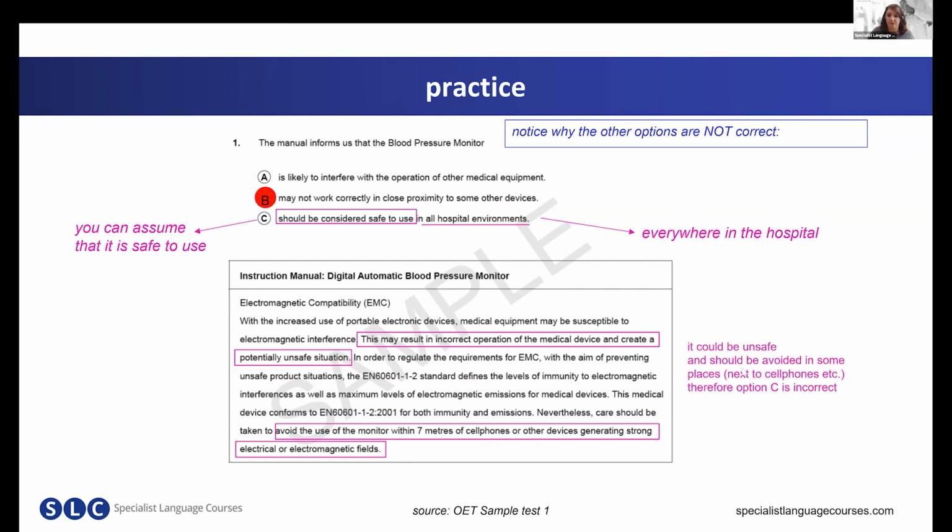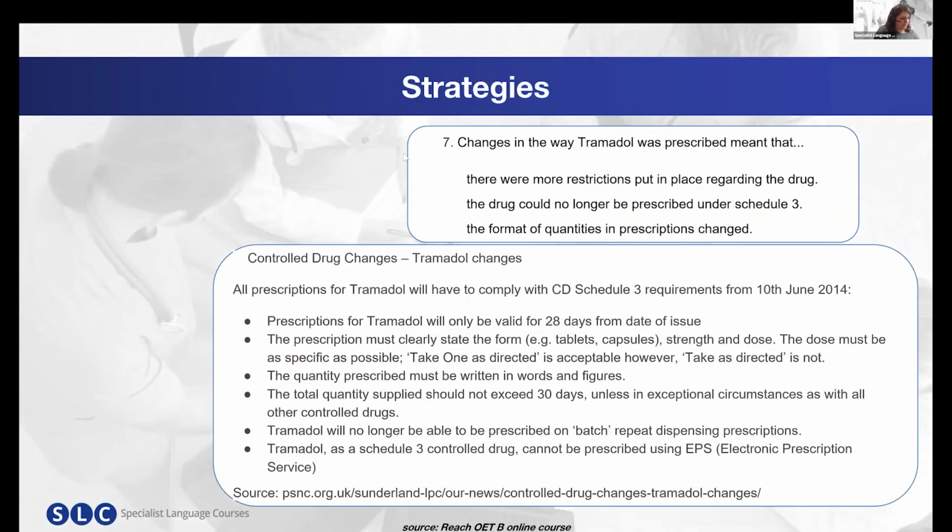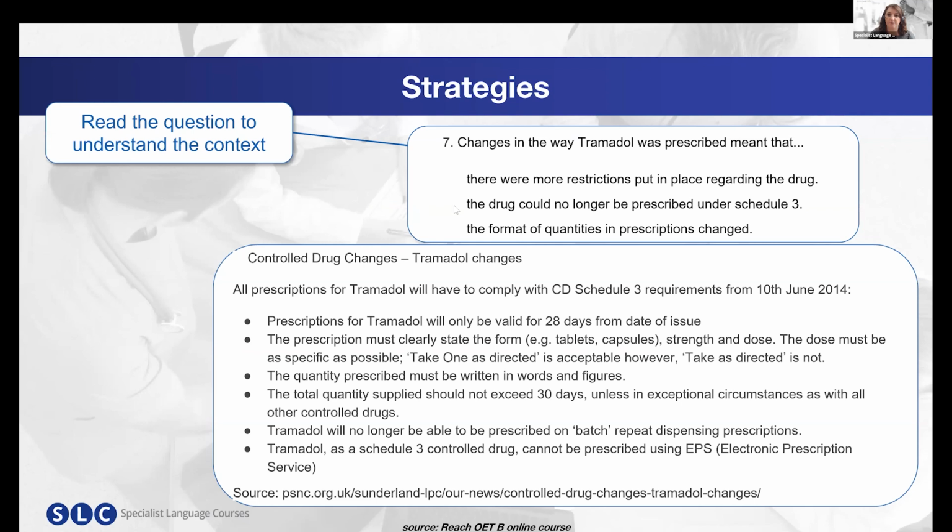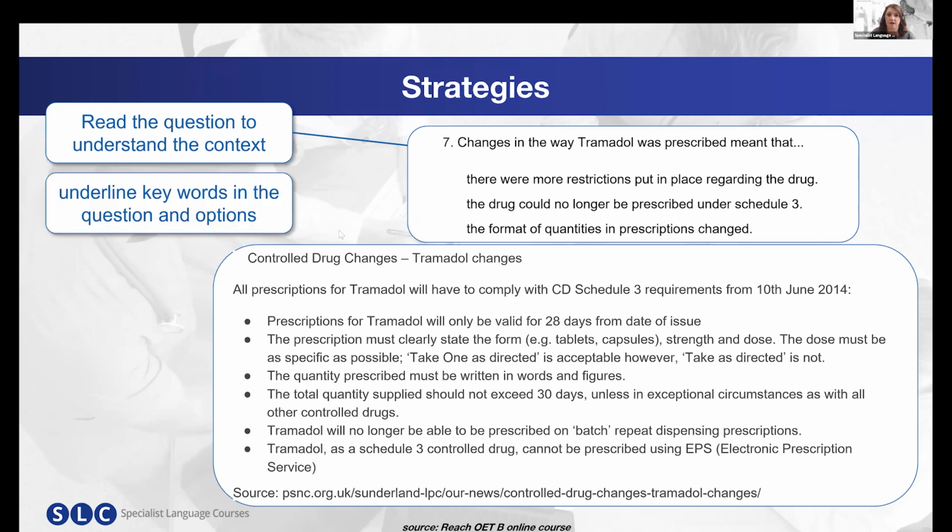Okay, so let's have a look at another question. This time it's your turn. Let's go through the first few steps together, and then I will give you some time to answer the question. Remember, our first step: we read the question to understand the context. You underline keywords in the questions and the options. Here, our question is: changes in the way that tramadol was prescribed meant that. So by looking at the question, we need to look for what the results are of the changes in the way tramadol was prescribed.